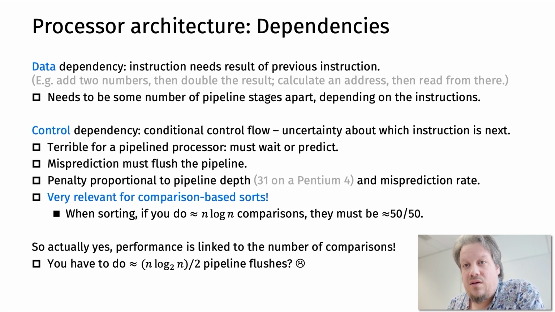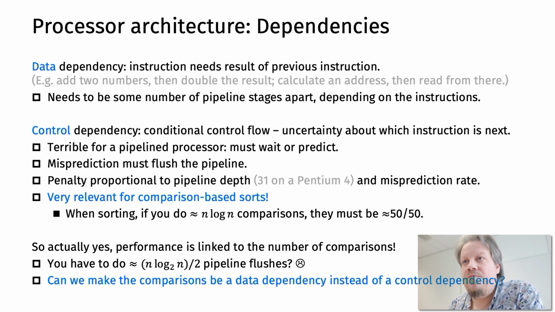And certainly our algorithm is going to have to depend on the comparisons, otherwise we're not doing anything. But the idea that you might have is, well, it's the control dependencies that are bad. The data dependencies aren't that bad. So could it be possible to organize our code in such a way that the comparisons that we're doing are a data dependency instead of a control dependency? Maybe that's a little bit hard to imagine.